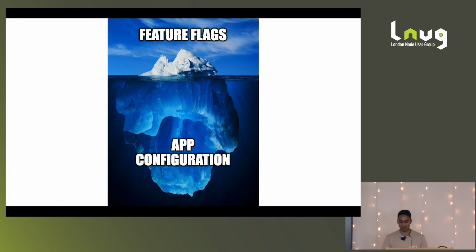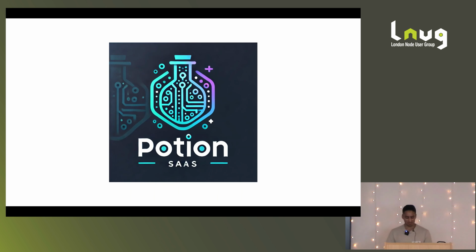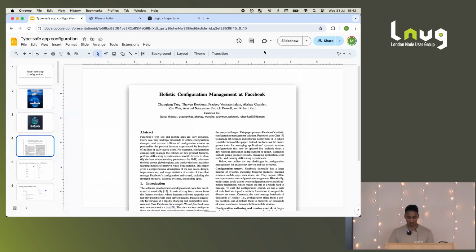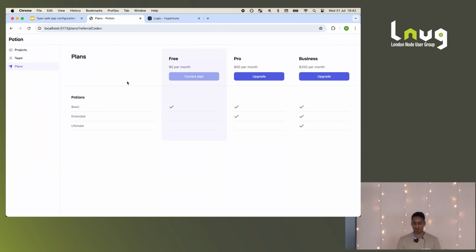So let's imagine that we are a SaaS company called Potion. And if I switch to this app over here, this is our app, and this is the plans page of our app where users can subscribe to one of our paid subscription plans. Now, let's say the marketing team wants to run a 20% discount across all of our paid plans. Now, they ask us, the engineering team, for help.